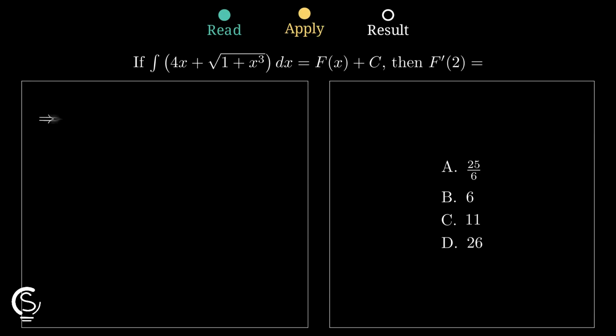Now we simply identify the original function inside the integral. That function is 4x plus the square root of 1 plus x cubed. This makes our calculation very straightforward today.